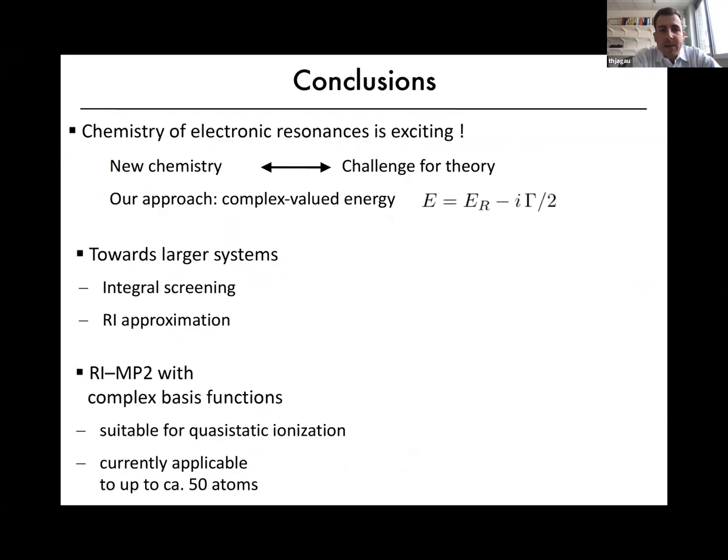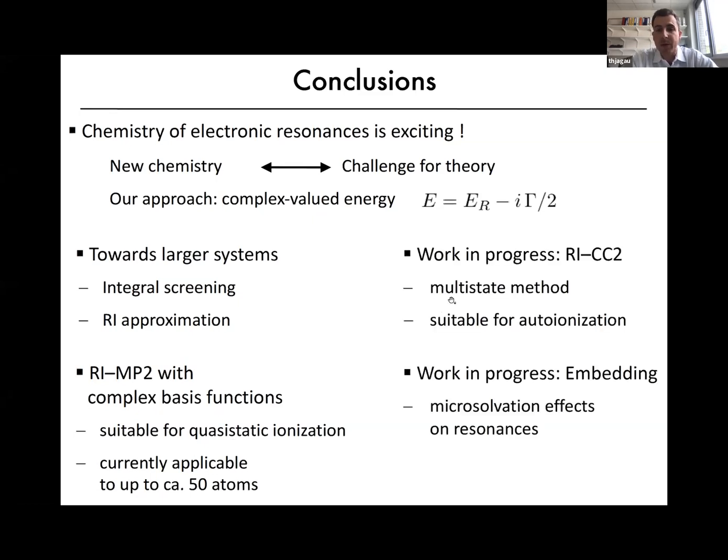So, and with that, I want to sum it up with some general conclusions. So I believe the chemistry of electronic resonance is exciting. We have new chemistry. It's a challenge for theory. We treat it in terms of complex valued energy. And now we have some tools devised for larger systems, such as an integral screening scheme and an RI approximation. Our RI MP2 method is very well suited for systems up to 50 atoms at the moment. There are easy ways to extend it further. It's suitable for quasi-static ionization. And we also have some work in progress on corresponding methods for ionization, namely RICC2. And we also work towards microsolvation effects in terms of embedding.